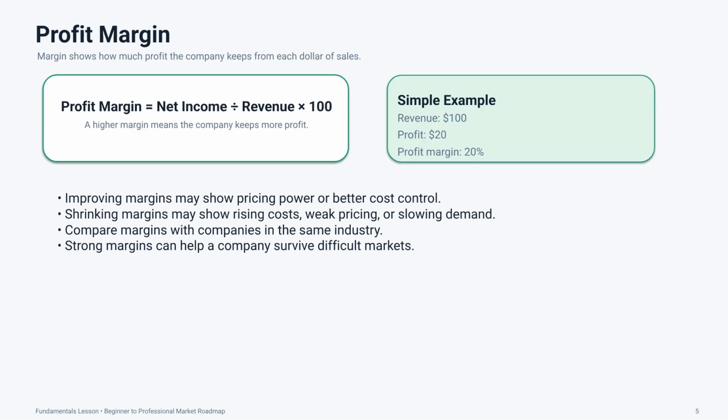Profit margin shows how much profit a company keeps from each dollar of sales. The formula is profit margin = net income / revenue x 100. For example, if a company has $100 in revenue and keeps $20 in profit, the profit margin is $20 / $100 x 100 = 20%. That means for every dollar the company makes in sales, it keeps 20 cents as profit.